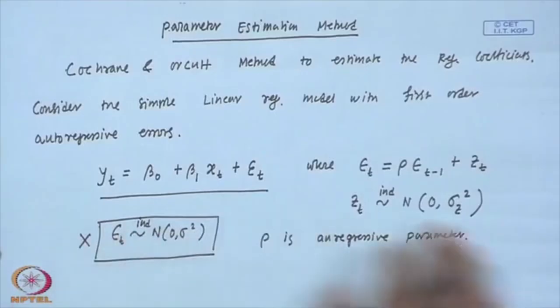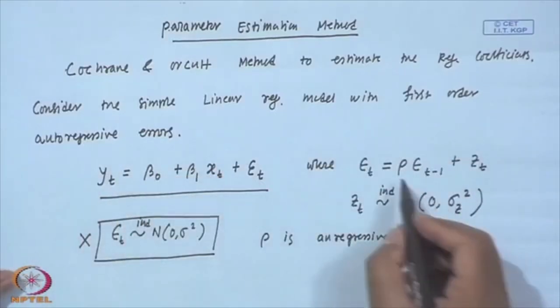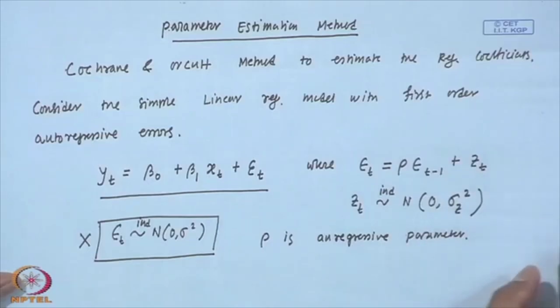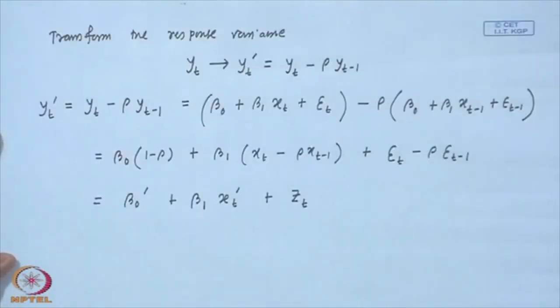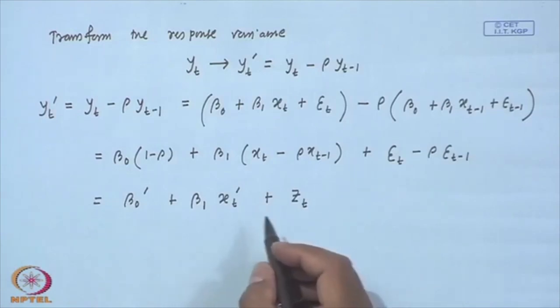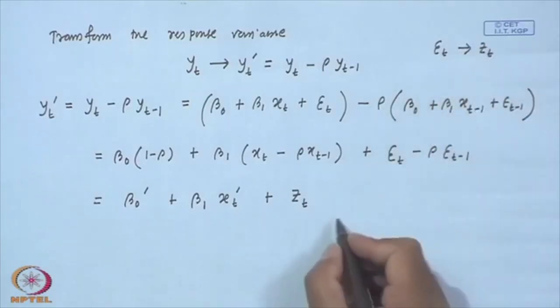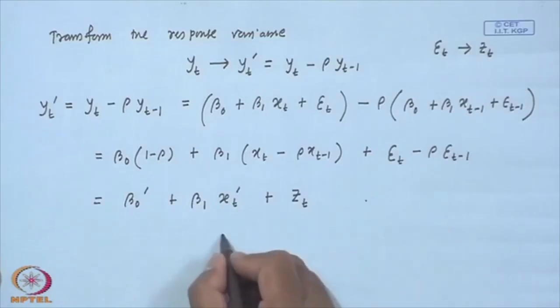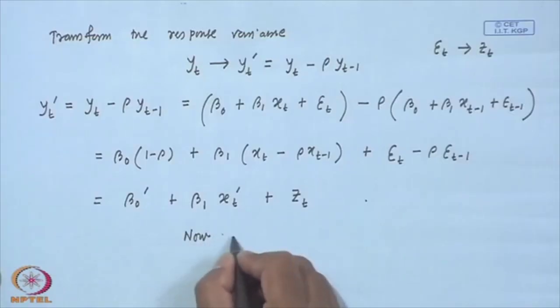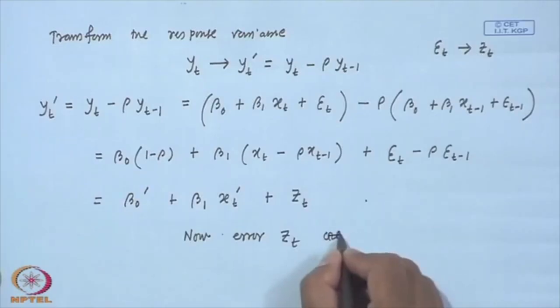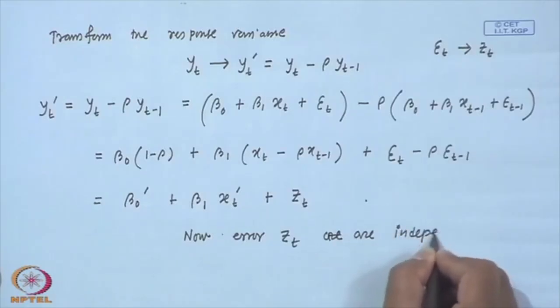If you can recall, we assumed that these errors are first order autoregressive errors. That means epsilon t minus rho epsilon t minus 1 is equal to z t, where z t are independent with mean 0 and variance sigma square z. Well, so here now we have transformed the error term epsilon t to z t, and this transformed error z t is independent, right.